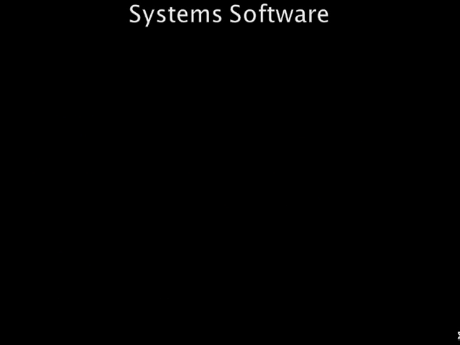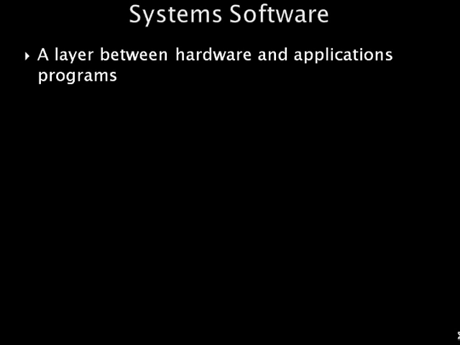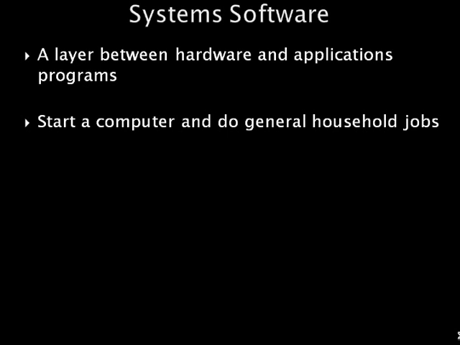System software can be considered as being a layer between the hardware and applications programs. To be able to use a computer, we need software, and a computer without any software is like an empty shell and is totally useless. System software is required to start the computer and do general household jobs like copying files, renaming files, providing access to the networks, and provide service to application software. Without the system software, the computer doesn't work.